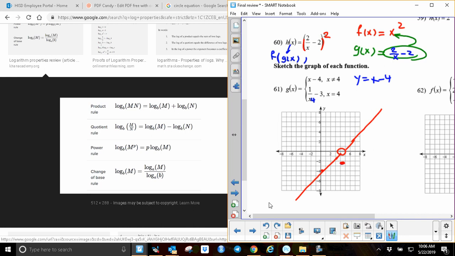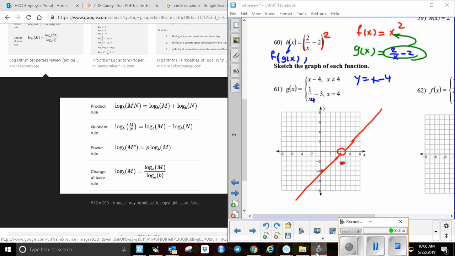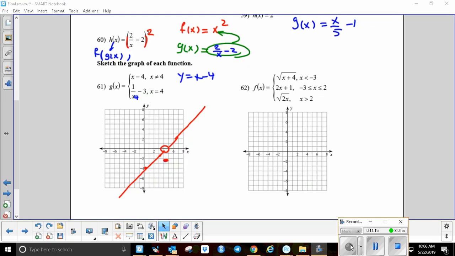Check my answer. Let me see if I made a mistake or not. Yes, I'm going to pause the video for a second. So I'm going to do section by section. I'm going to graph it, but I'm going to graph it for that section. So guess what? For x less than negative 3, I'm sorry.